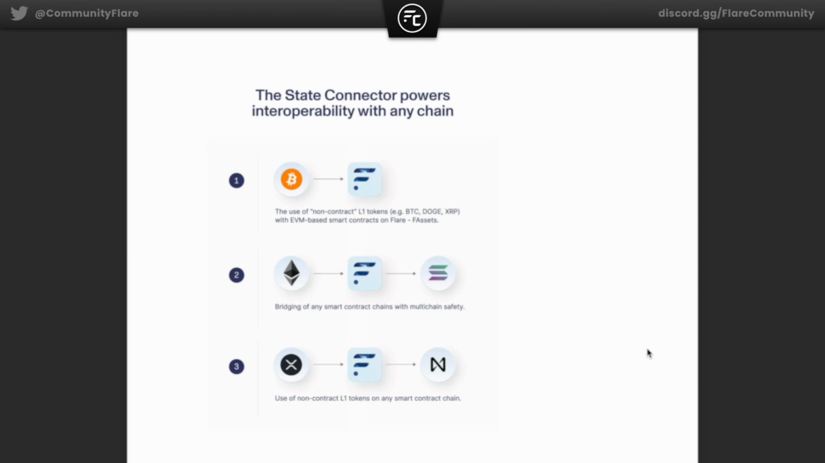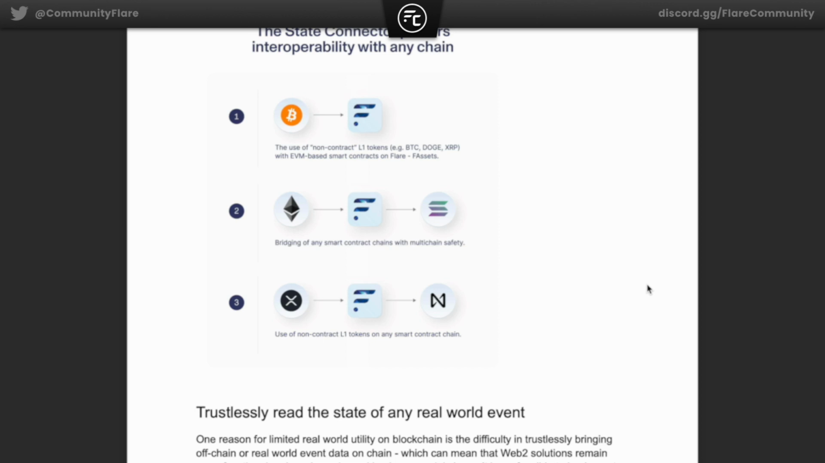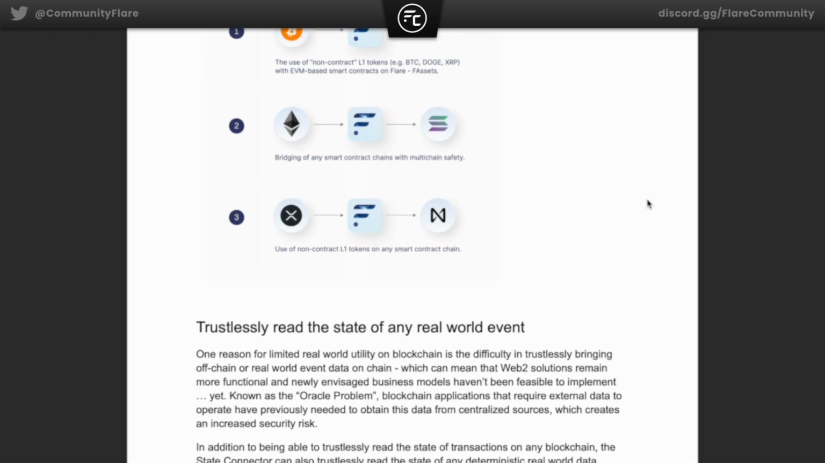We should all be very familiar with this at the minute, bringing Bitcoin over as FBTC, the F asset, and then it unlocks this whole world of utility, being able to use in decentralized finance applications and much more. The second point here is the bridging of any smart contract chains with multi-chain safety. So Fleur will be almost the middleman where these different networks that are integrated can talk with one another. The third is the use of non-contract layer one tokens on any smart contract chain.